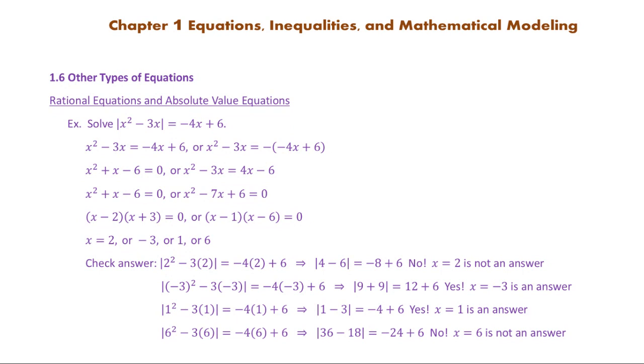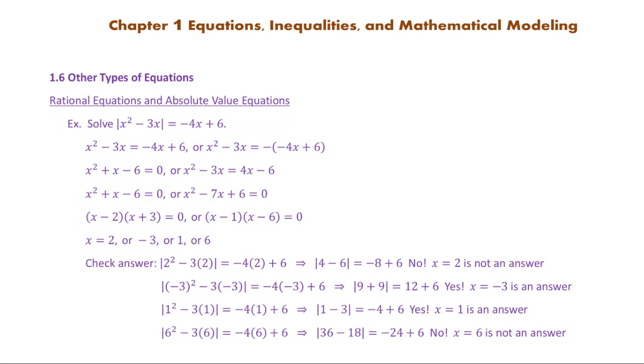So you're going to get x squared minus 3x equal to negative 4x plus 6. But also, you can have another case of x squared minus 3x equal to the negative of negative 4x plus 6. Because when you take the absolute value of x squared minus 3x, whether it's positive or negative, you get the same thing, right? Okay, so that introduces two equations for us.